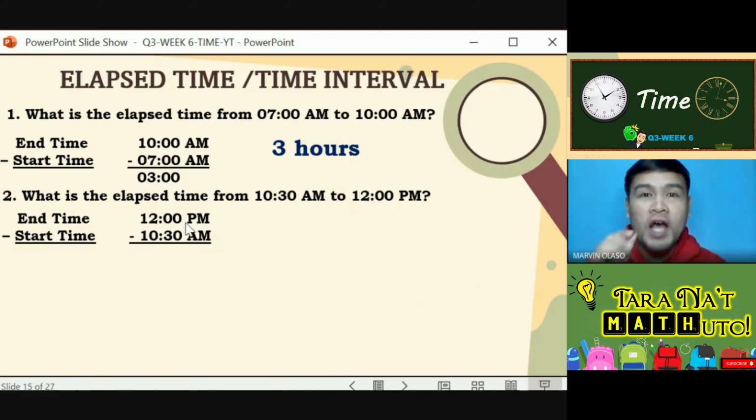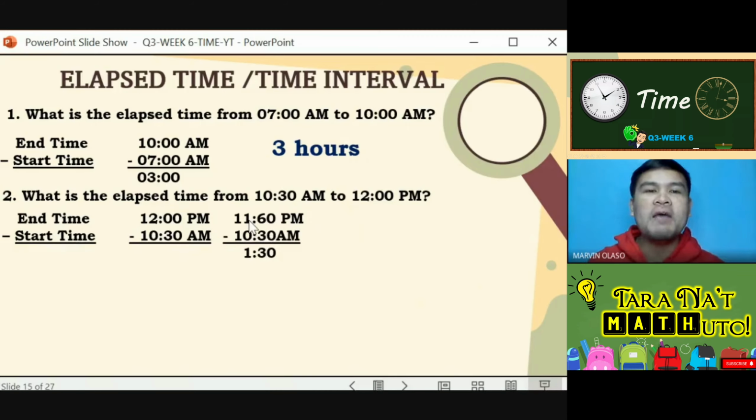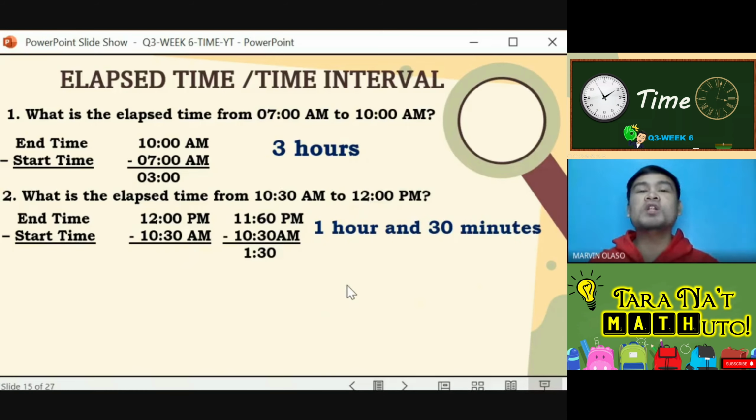i-convert natin yan sa minutes. So, alam natin, 1 hour is equal to 60 minutes. So, let's convert that. So, pag tinanggalan mo siya ng isang oras, so magiging 11 na lang. Tapos, yung oras ay magiging minutes. So, we have 11:60 p.m. minus 10:30. So, pwede na tayong mag-subtract. So, 0, 3, 1. So, that means the elapsed time from 10:30 a.m. to 12 p.m. is equal to 1 hour and 30 minutes.